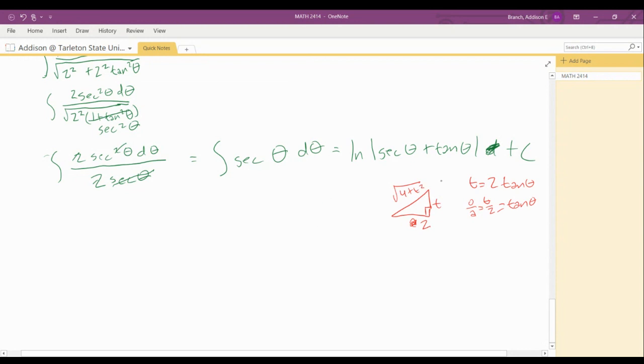All right, so now we just go ahead and plug everything in. So we still have our natural log. We know that secant of theta is going to be hypotenuse over adjacent. So we're going to have square root of 4 plus t squared over 2. And of course, tangent is opposite over adjacent, so t over 2. And then plus C, and then we are done.